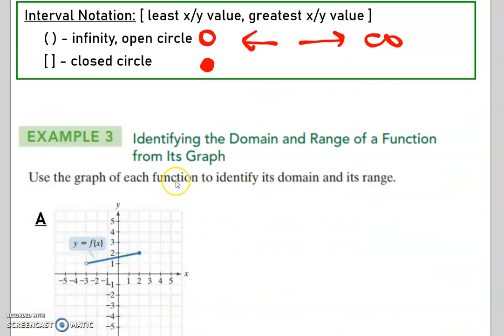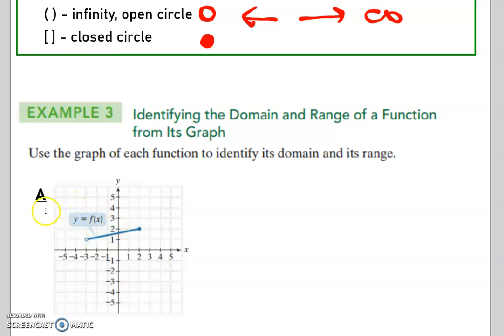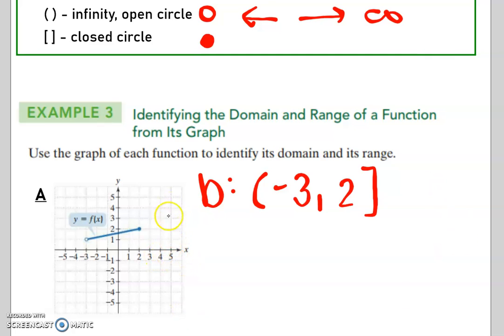So let's take a look at this example here. Letter A. If I was doing my domain, the domain is x values. On the very left is -3. It's an open circle, so I'm going to have a parenthesis, comma, then the greatest x value on this graph, and that's a 2. And it's a closed circle, so I use a bracket. And there's my domain. It goes from -3 to 2. It's never going to come over here to 5, I had to cut it at 2. Same thing over here. It's never going to come to -5. We cut it at -3.